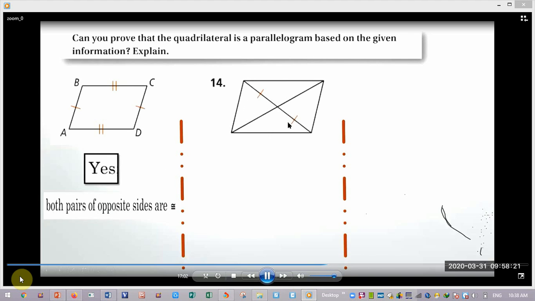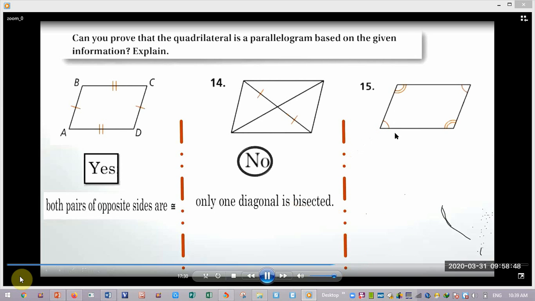Next. This shape is a parallelogram? I have a diagonal bisected. But what about the other diagonal? Not bisected. Then no. Only one diagonal is bisected, not both.